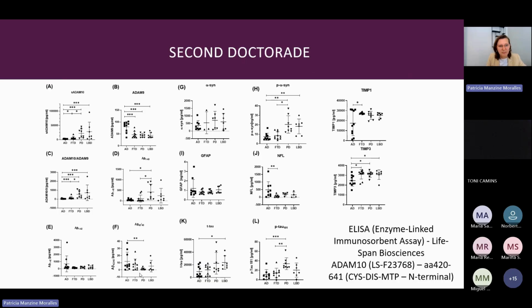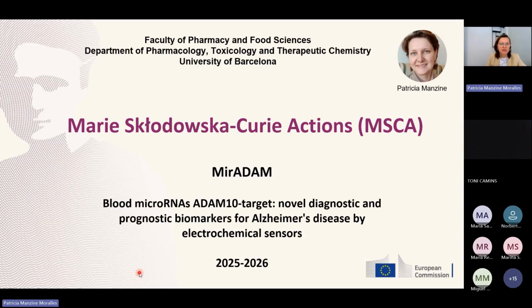And later, I intend to apply these results in ROC curve combinations to determine the sensitivity and specificity parameters. I'm also working on a project in the same department at the University of Barcelona with Marie Curie funding. This project is called MIRADA, where I'm looking for blood microRNAs that are ADAM10 targets, seeking novel diagnostic and prognostic biomarkers for Alzheimer's disease, and also looking to apply these biomarkers in electrochemical sensors.